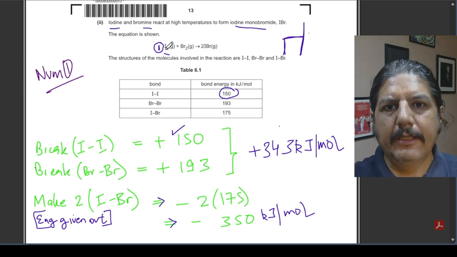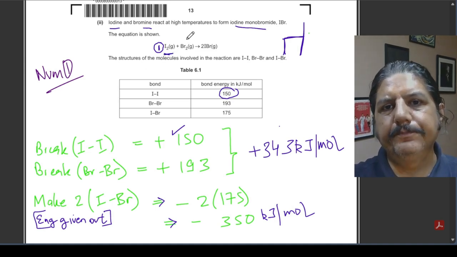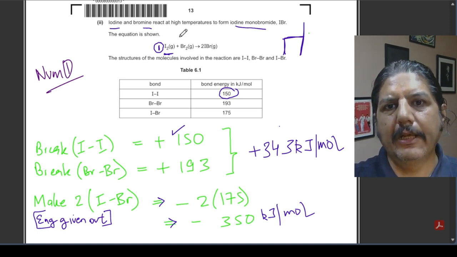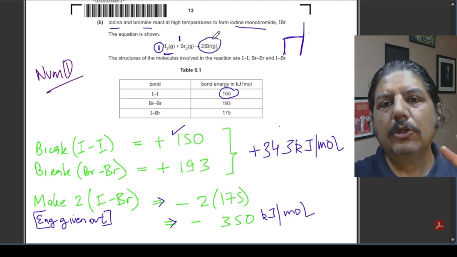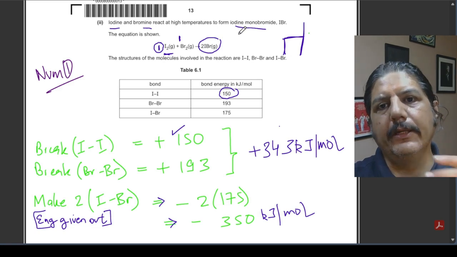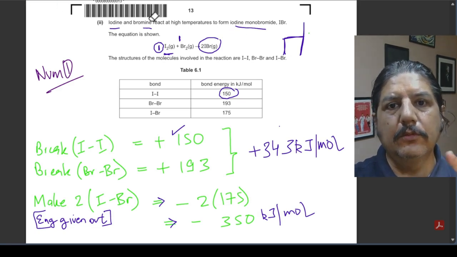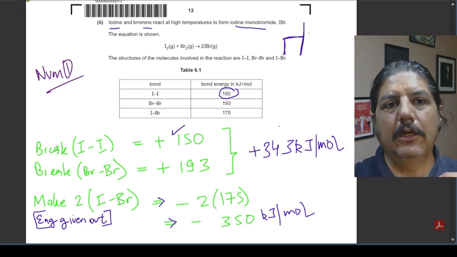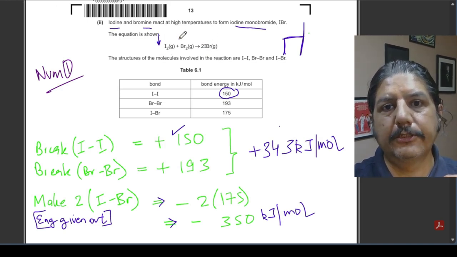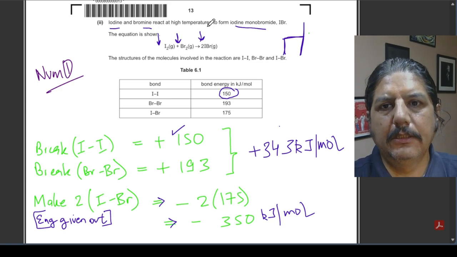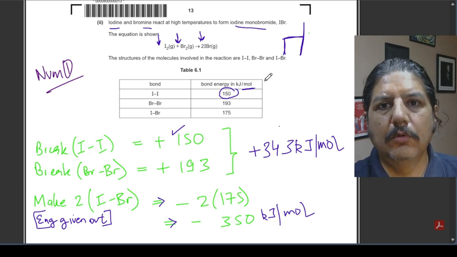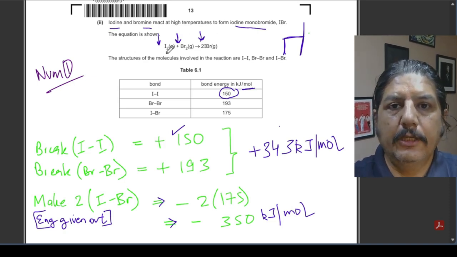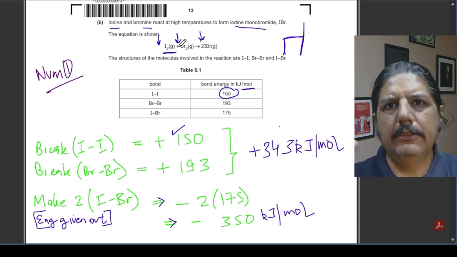So here I will be breaking 1 mole of iodine molecules. Here I'll be breaking 1 mole of bromine molecules. But here, if you see, I'll be breaking 2 moles of IBr, iodine monobromide. So what I'm trying to imply here is that you should be very clear about the coefficient here, because that coefficient would imply the number of moles which would be required. Because if you see here, it is bond energy in kilojoules per mole. It is per mole.